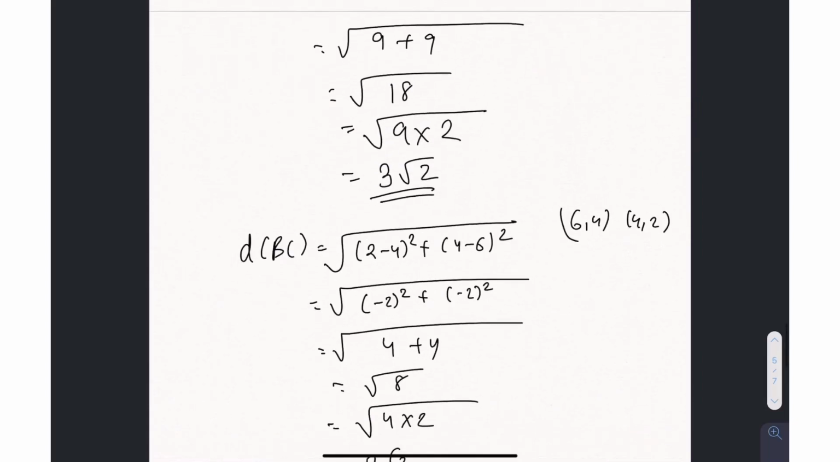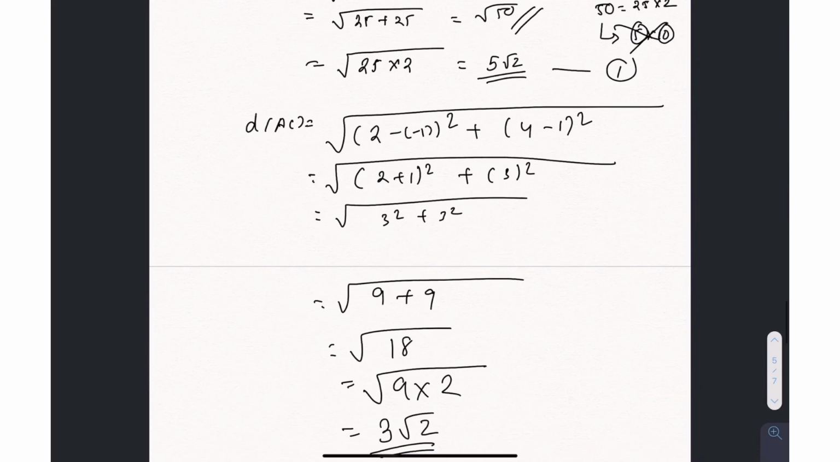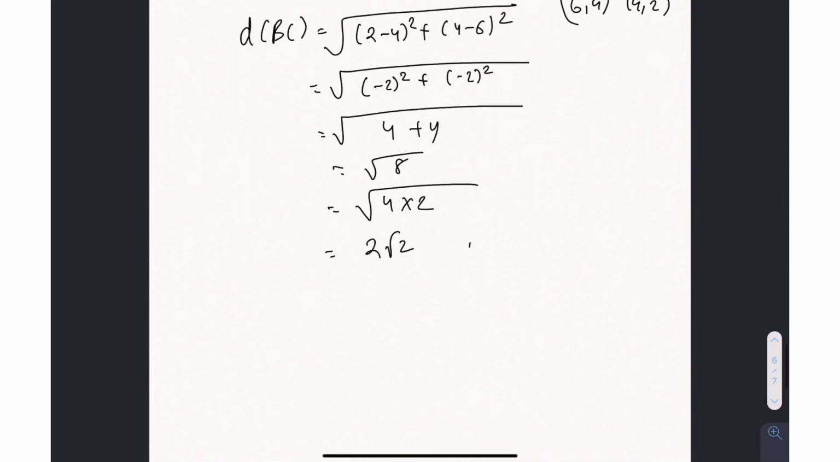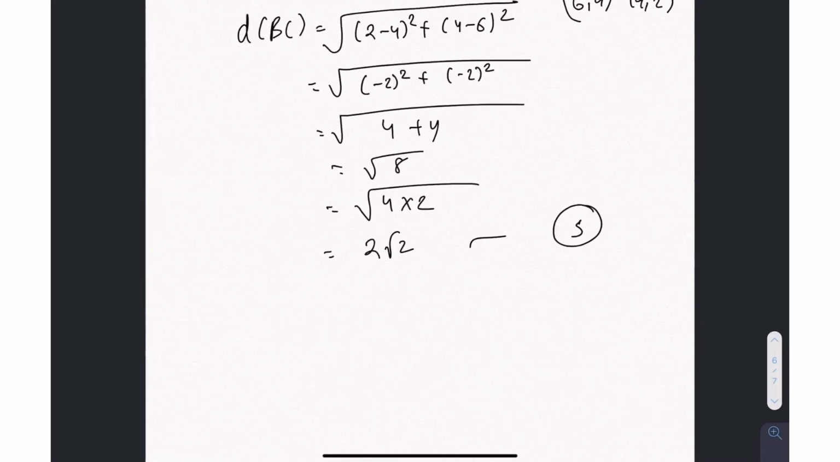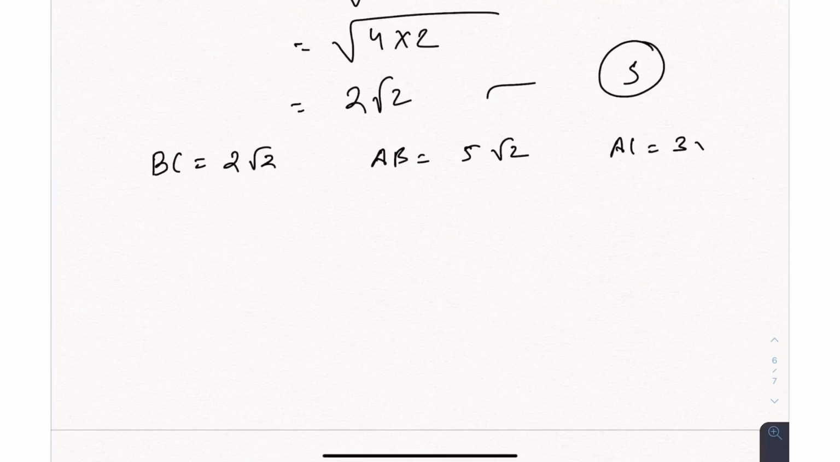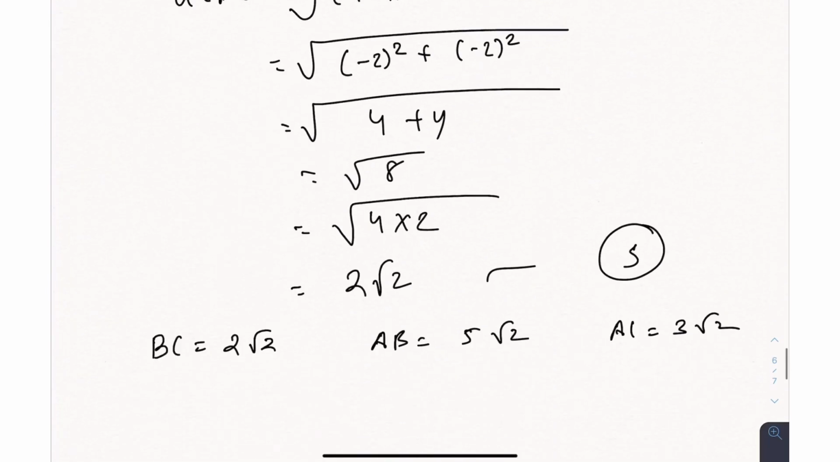So now, name this as 1, name this as 2, and we'll name this as 3. So I'm just writing all the three values that we have. BC is 2 root 2, AB is 5 root 2, AC is 3 root 2. Again, we'll just confirm: 2 root 2, 3 root 2, and 5 root 2.